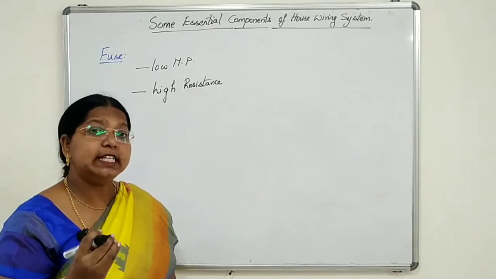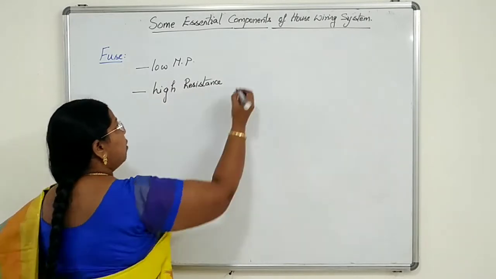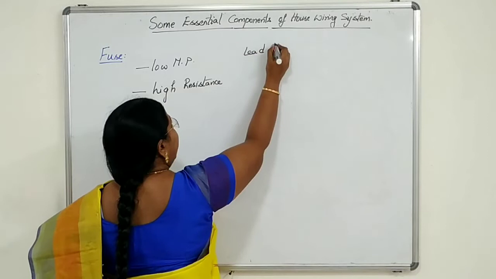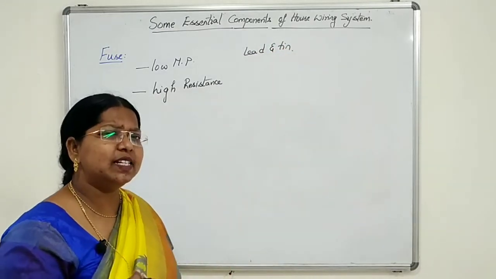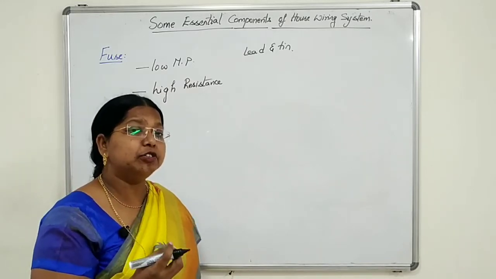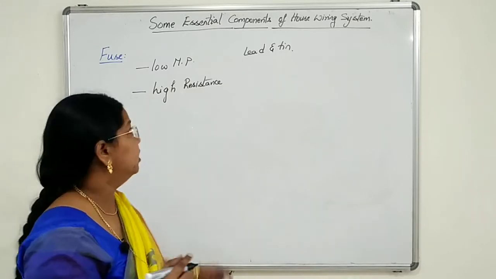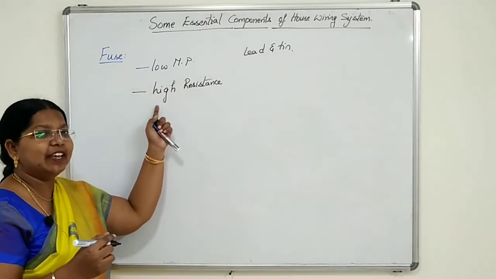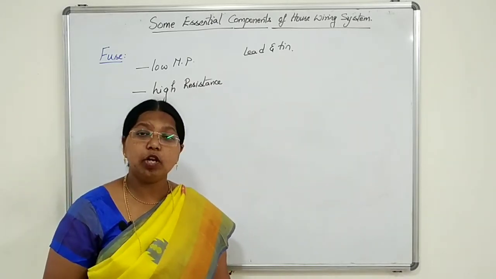Now we'll see what material this fuse is made up of. It is made up of lead and tin. Means it is a combination of two metals, nothing but an alloy. So it is a combination of 50% lead and 50% tin. So this alloy has low melting point and high resistance, what we require.